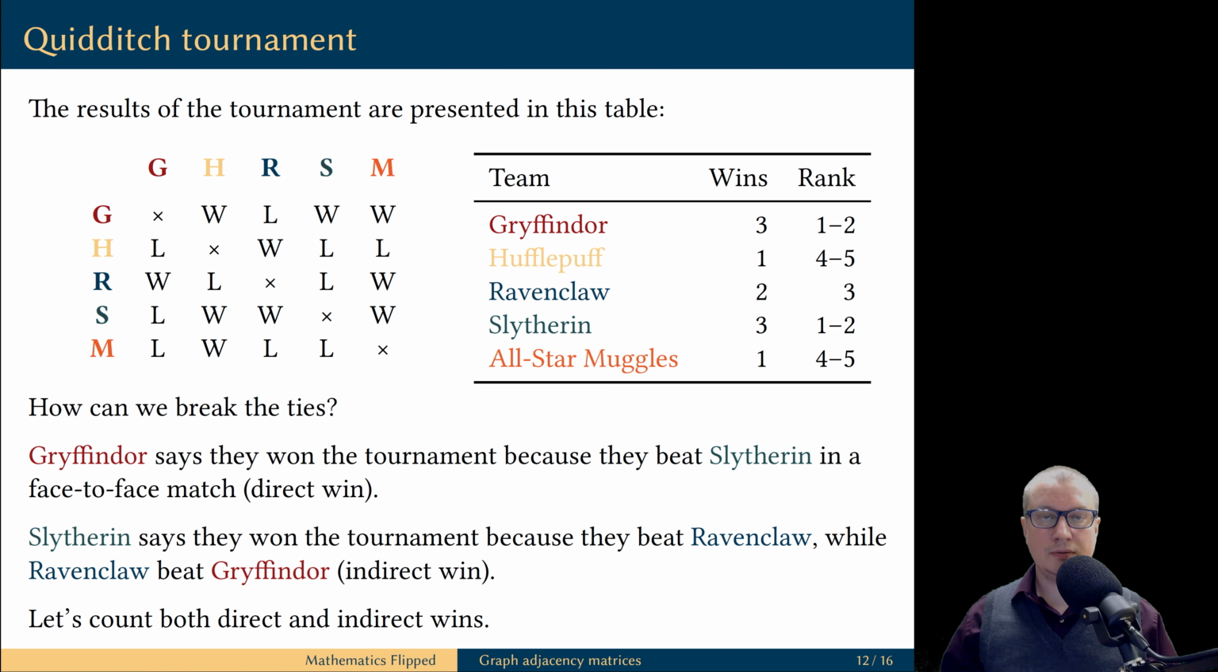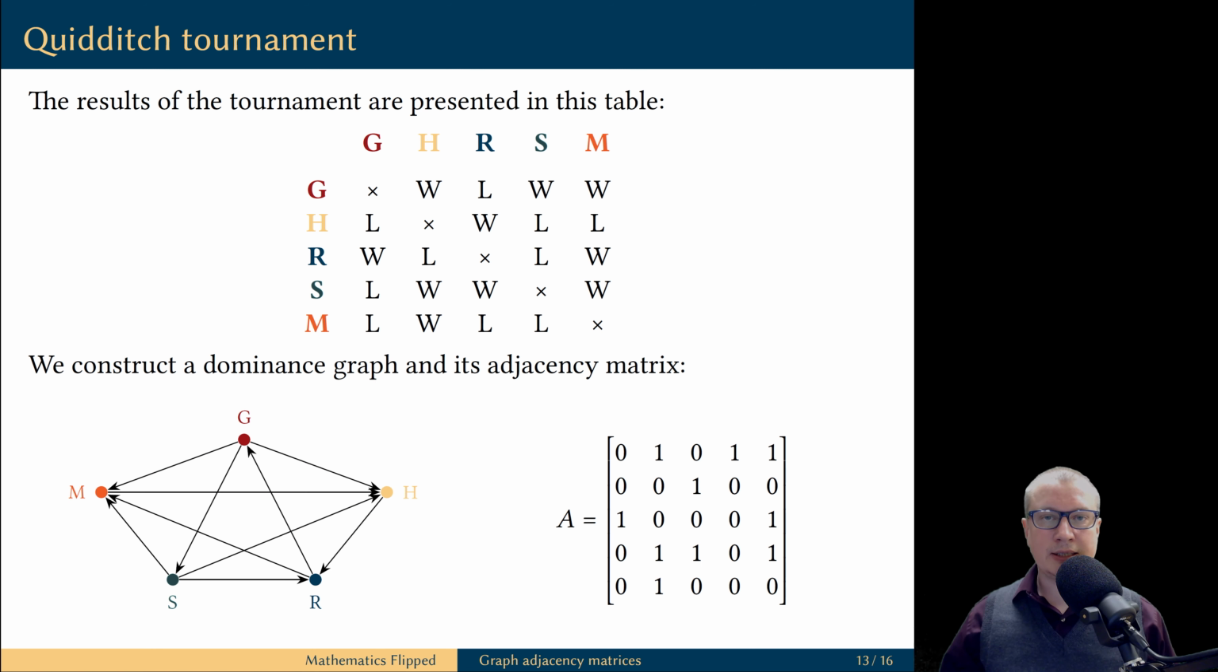At this point, it is not clear at all how graphs come into play here, but let's see. Let's construct what is called a dominance graph. The vertices of the graph correspond to the teams, so there are 5 vertices, and directed edges correspond to direct wins. For example, Team Gryffindor beat Team Hufflepuff, so there is an edge that goes from the Gryffindor vertex to the Hufflepuff vertex. This is a directed graph, and we can construct its adjacency matrix A.